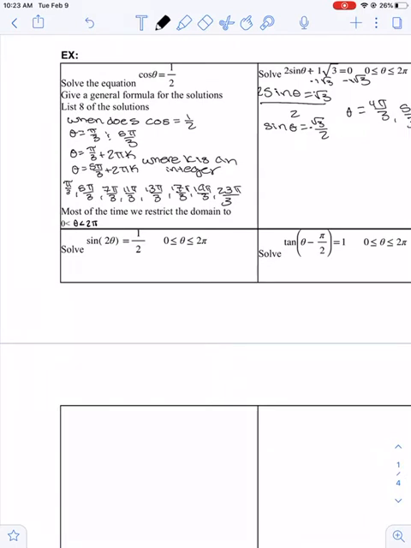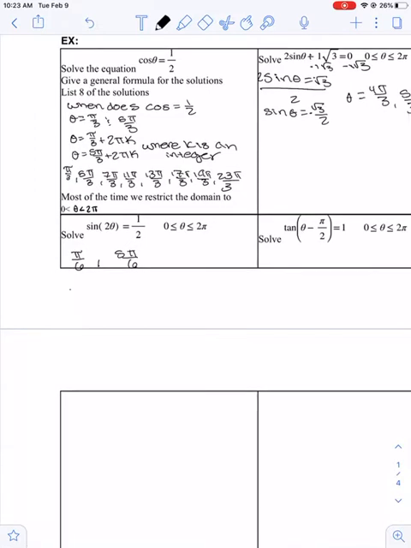All right, next is sine 2 theta equals 1/2. So we want to know, when does sine equal 1/2? And that's at pi over 6 and 5 pi over 6. So we know in that parentheses that needs to equal pi over 6 and 5 pi over 6. So we're going to say 2 theta equals pi over 6 and 2 theta equals 5 pi over 6. So when I divide by 2 on both sides, I get theta equals pi over 12 and theta equals 5 pi over 12.